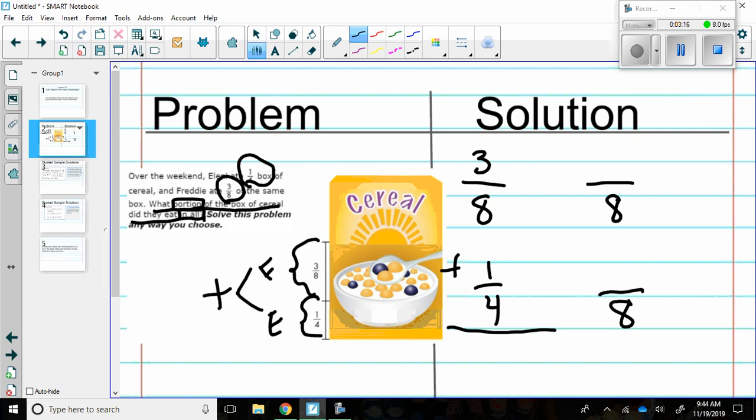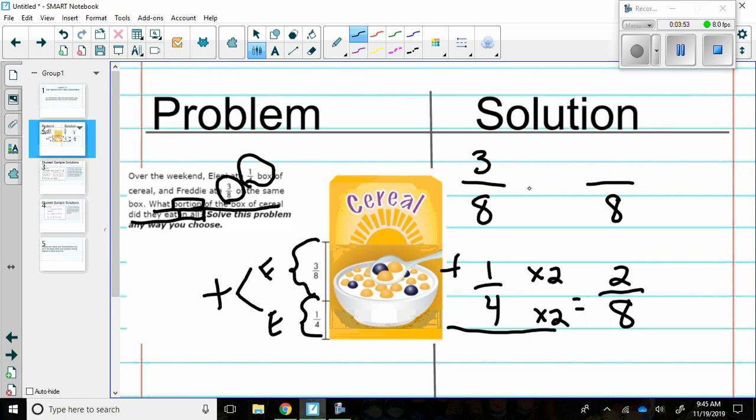Now I want to think, how many times can 4 go into 8? 4 times 2 equals 8. So if I multiply 4 on the bottom here times 2 to equal 8, then I have to do the same thing at the top. So I'm going to multiply 1 times 2. 1 times 2 is 2. So now I converted my fraction 1/4 into eighths, and that would equal 2/8.